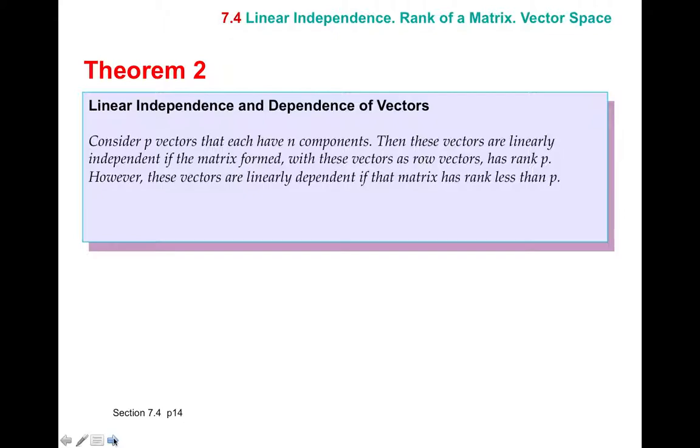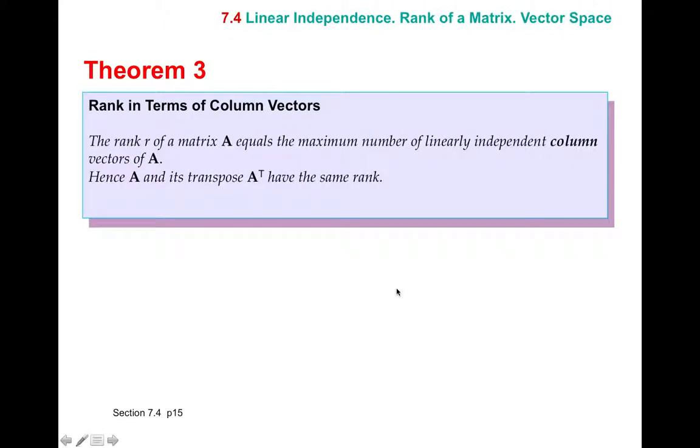Theorem number 2, linear independence and dependence of vectors. We're going to consider p vectors that each have n components. These vectors are linearly independent if the matrix formed with these vectors as row vectors has a rank of p. But they're linearly dependent if the matrix has a rank of less than p.